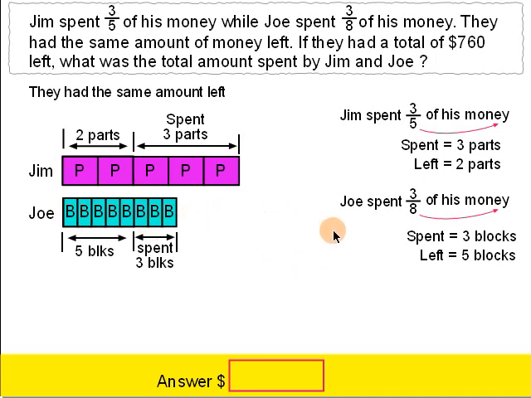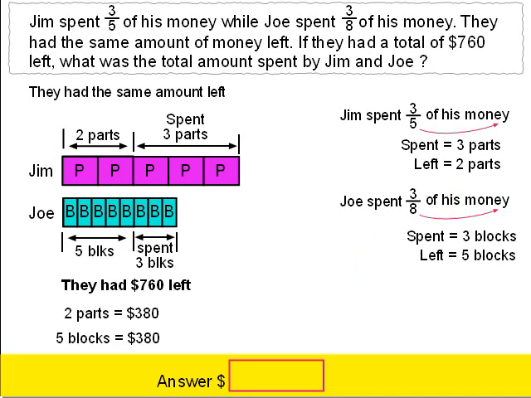Okay. Now, then it says that they had $760 left. That means to say that since they had the same equal amount left, that means to say that 2 parts is equal to half of it, which is 380, or 5 blocks is also equal to 380. Alright. In this case, 1 part will be 380 divided by 2, which is 190, and 1 block will be 380 divided by 5, which is equal to $76.